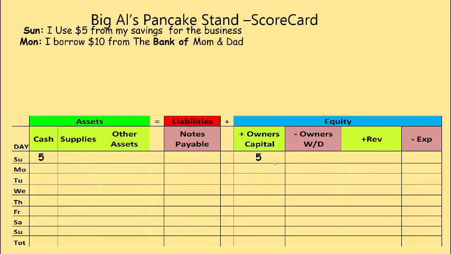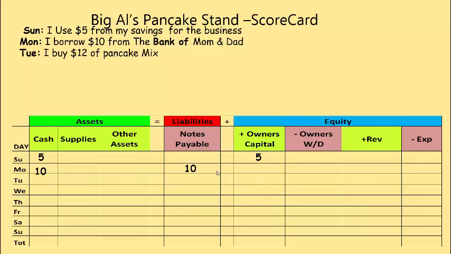Monday, I borrowed $10 from the bank of mom and dad, so $10 goes up under assets of the business in cash, and we have a liability going up for $10. Notice both sides are going up that same amount on the equal side, and this has to always be the case. Both sides have to go up at the same rate or down at the same rate.